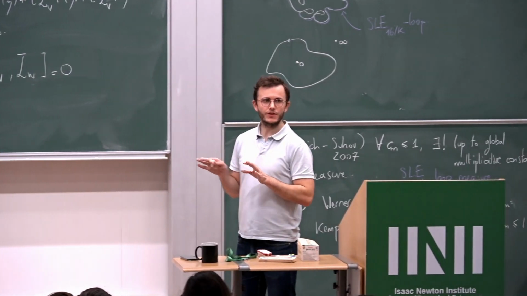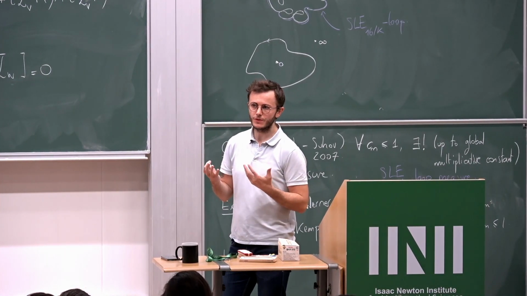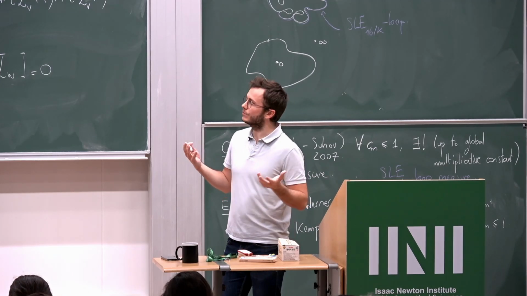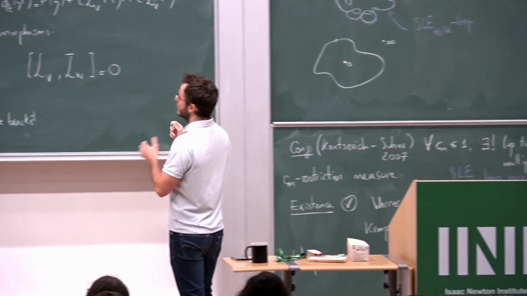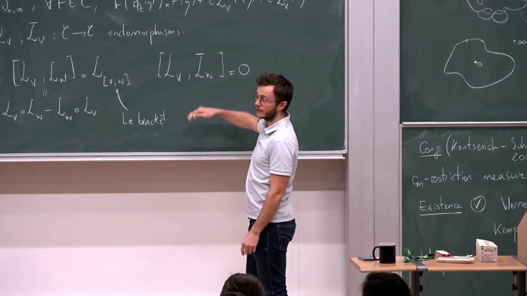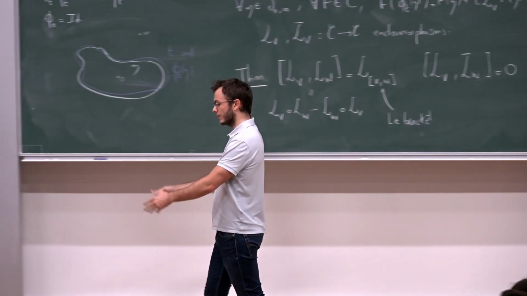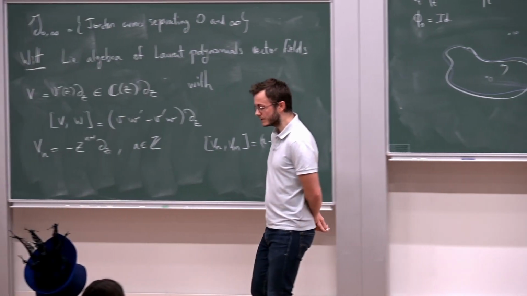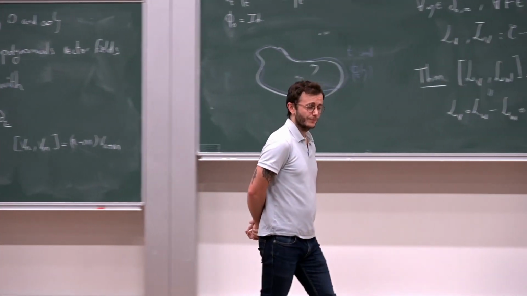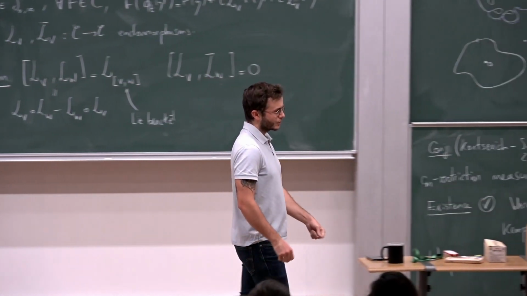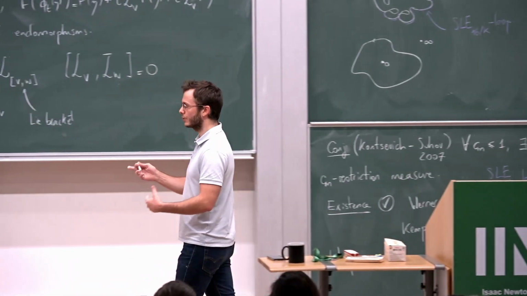But so far, it has nothing to do with my SLE loop measure, because I'm just defining operators acting on the space of Jordan curves. This is not really specific to my measure, and so for that I need to change my operators slightly.